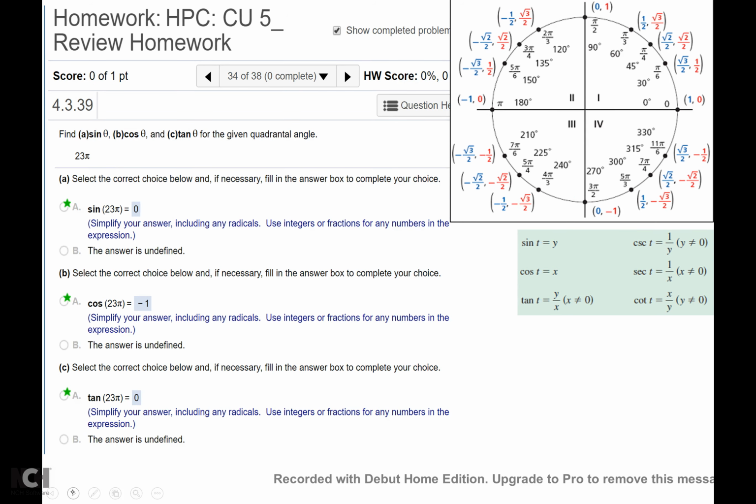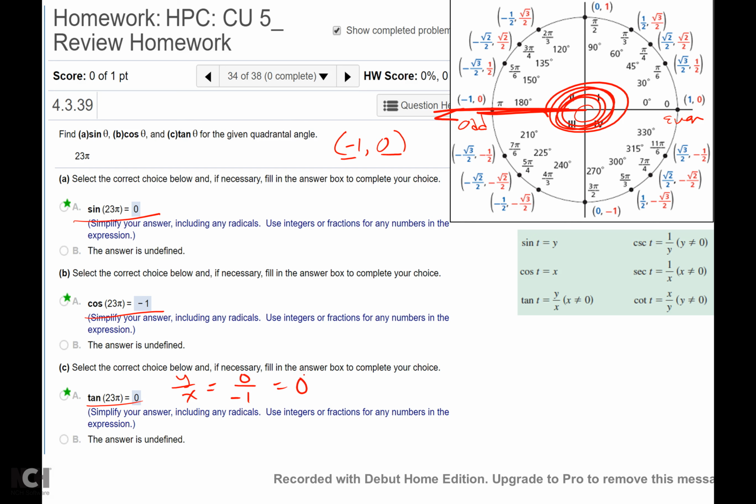Alright, same here for 23 pi. That's an odd number of pi's. This side will be an even number of pi's. This side will be an odd number of pi's. So you can go around and make yourself dizzy if you want, but I'm going to end up right here. So my terminal side passes through negative 1, 0. Sine is y, which is 0. Cosine is x, which is negative 1. Tangent is y over x, which is going to be 0 divided by negative 1, which is 0. I have 0 on the top, just not on the bottom.